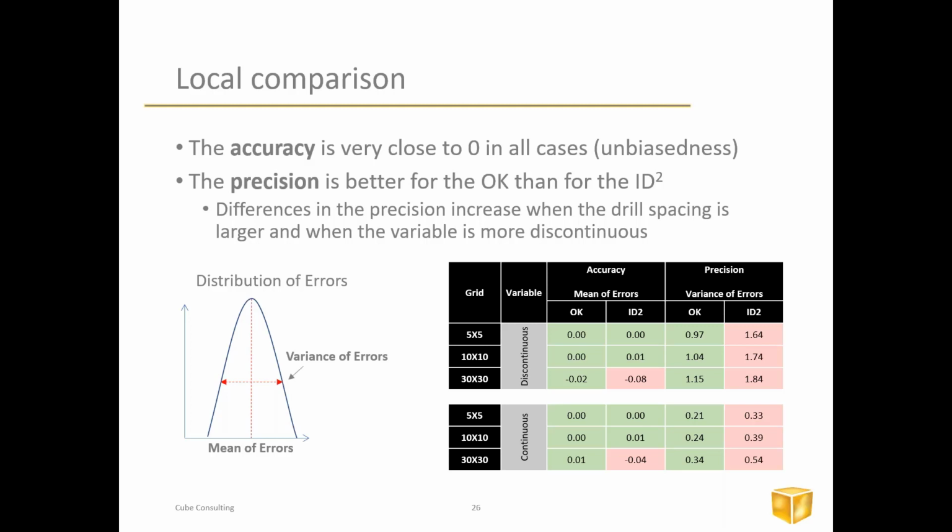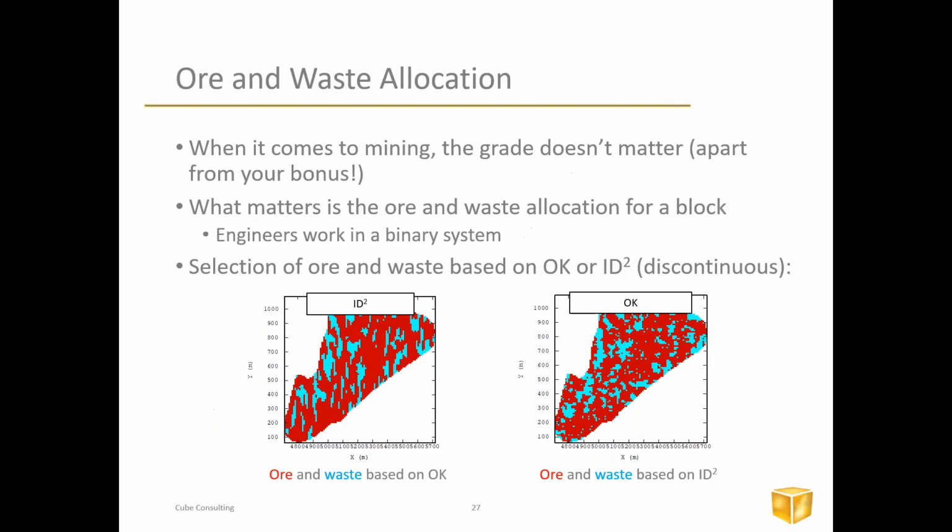So what's going to be the impact then at a local scale? If we have a look at the ore and waste selection, so now when it comes to mining, the grade of the block isn't really relevant, apart from the bonus at the end of the year. But usually when you want to go mining, you want to know whether it's ore or whether it's waste. You know, engineers, they work in a binary system. It either makes money or doesn't make money.